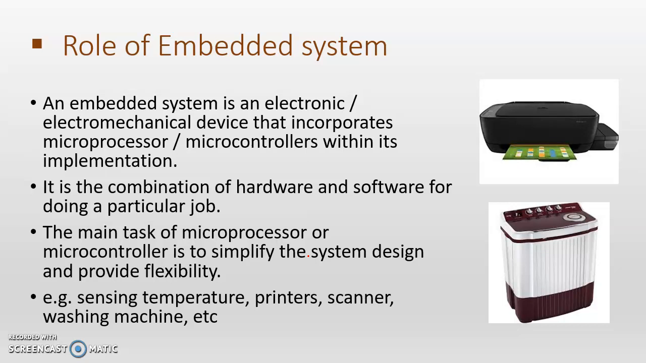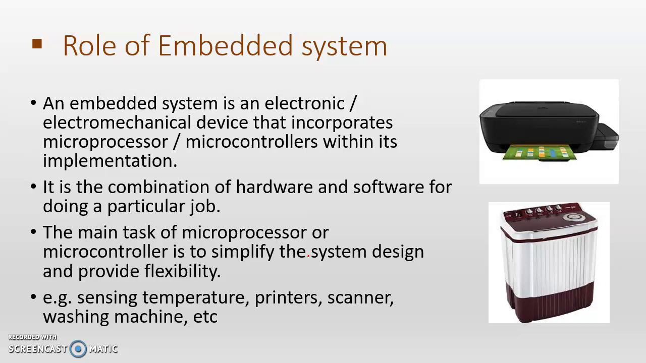So basically the embedded system is a system which performs one particular task. For example, printers, scanners, washing machines, sensing temperature, these are all embedded systems. Let's say a printer. What is the function of a printer? Printer receives commands from the computer system and prints the paper, which is the only task that the printer has to perform. So it is an embedded system.